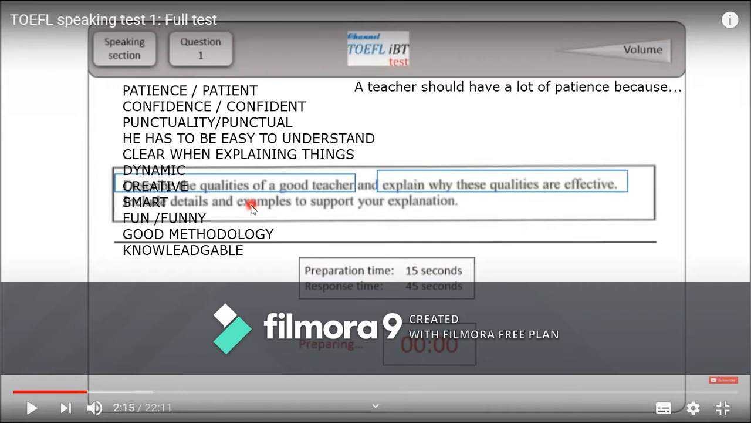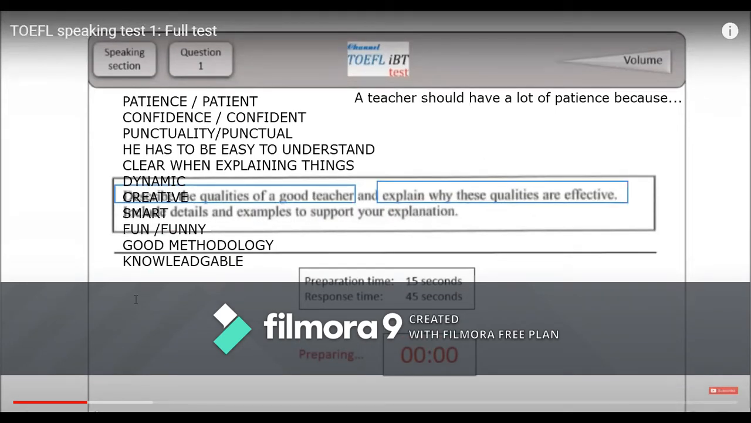What does knowledgeable mean? Knowledge. Yes, he has to be knowledgeable, which means he has to know about his subject, that he has knowledge of the subject that he's teaching. How do you pronounce it? Knowledgeable. Knowledge is the noun, knowledgeable is the adjective. And he has to be knowledgeable. And you have to say why.